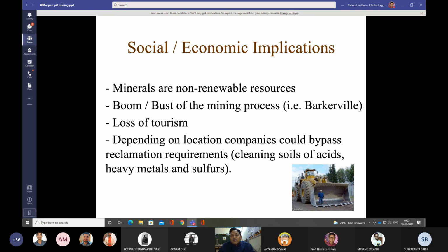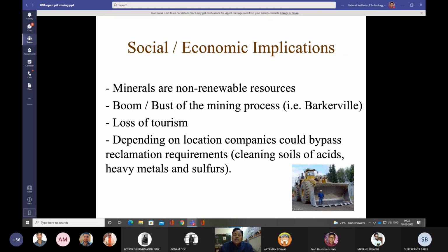And sometimes the mineral demand is there, sometimes there is no demand for mineral resources. So there may be a boom or bust of the mining process. There may be loss of tourism in the area because of the mining activities. Depending on location, companies could bypass reclamation requirements, cleaning soils of acids, heavy metals, and sulfurs. So if the mine is located in a remote area where there is no habitation, no people are living, then you can bypass the reclamation requirements.